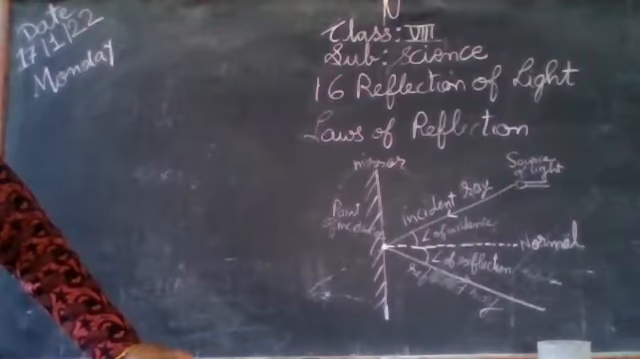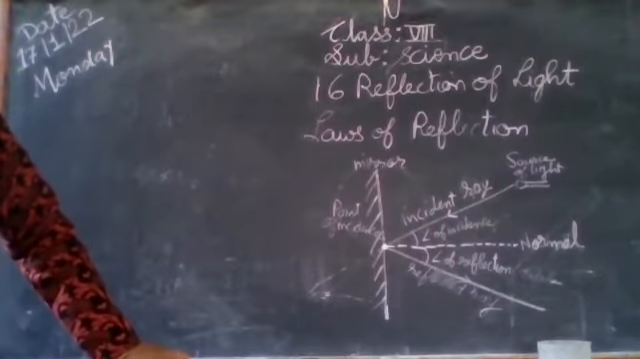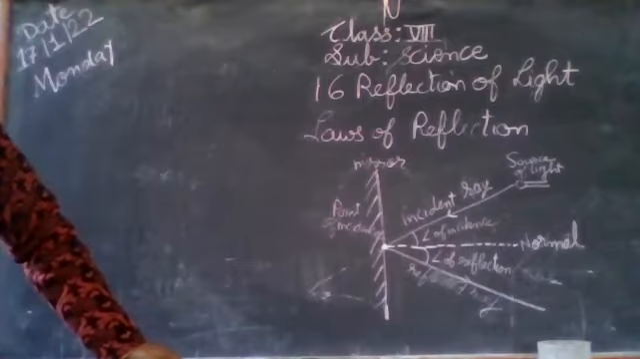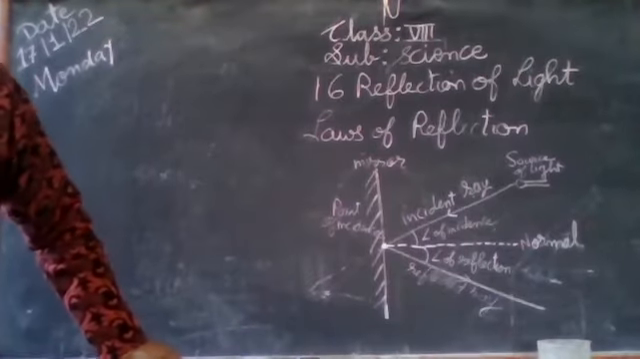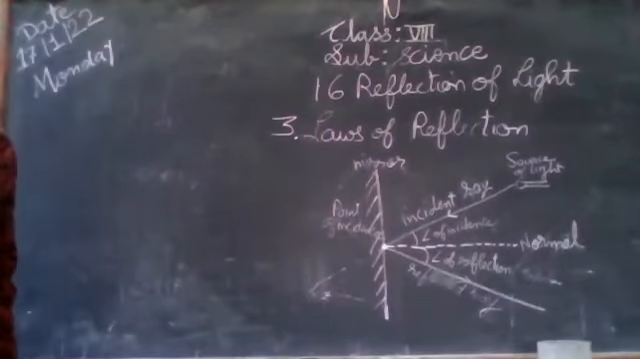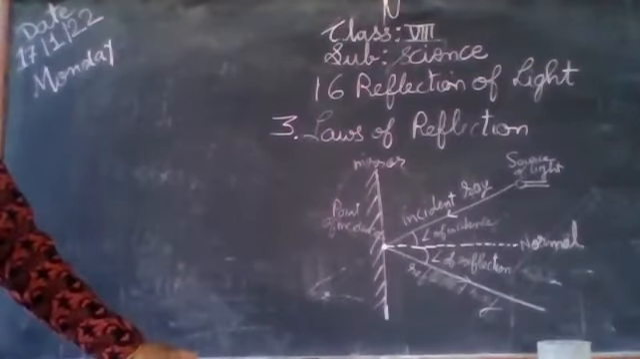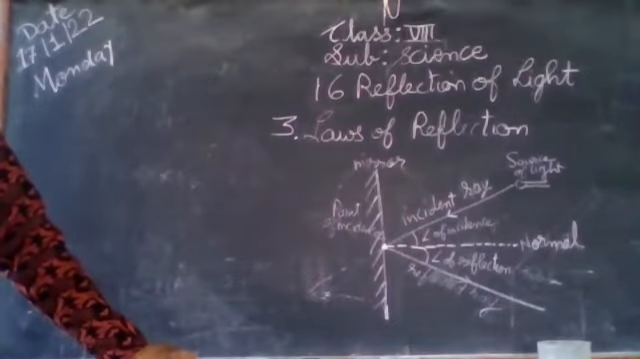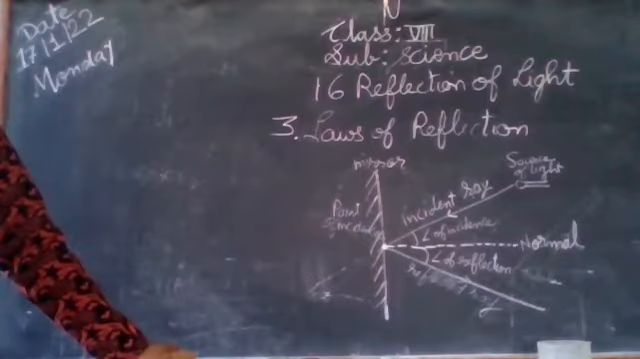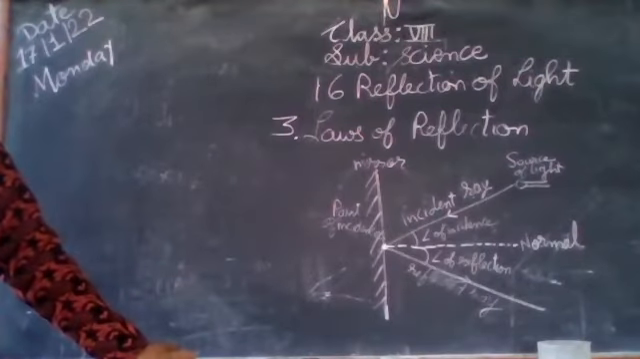And you see, from this pattern of how the light ray gets reflected, certain laws are made. There are 3 laws of reflection. So first thing, when you start with this chapter, you have to write down the definition of reflection of light. What is the definition of reflection of light? When light rays fall on an object, their direction changes and they turn back. This is called reflection of light.